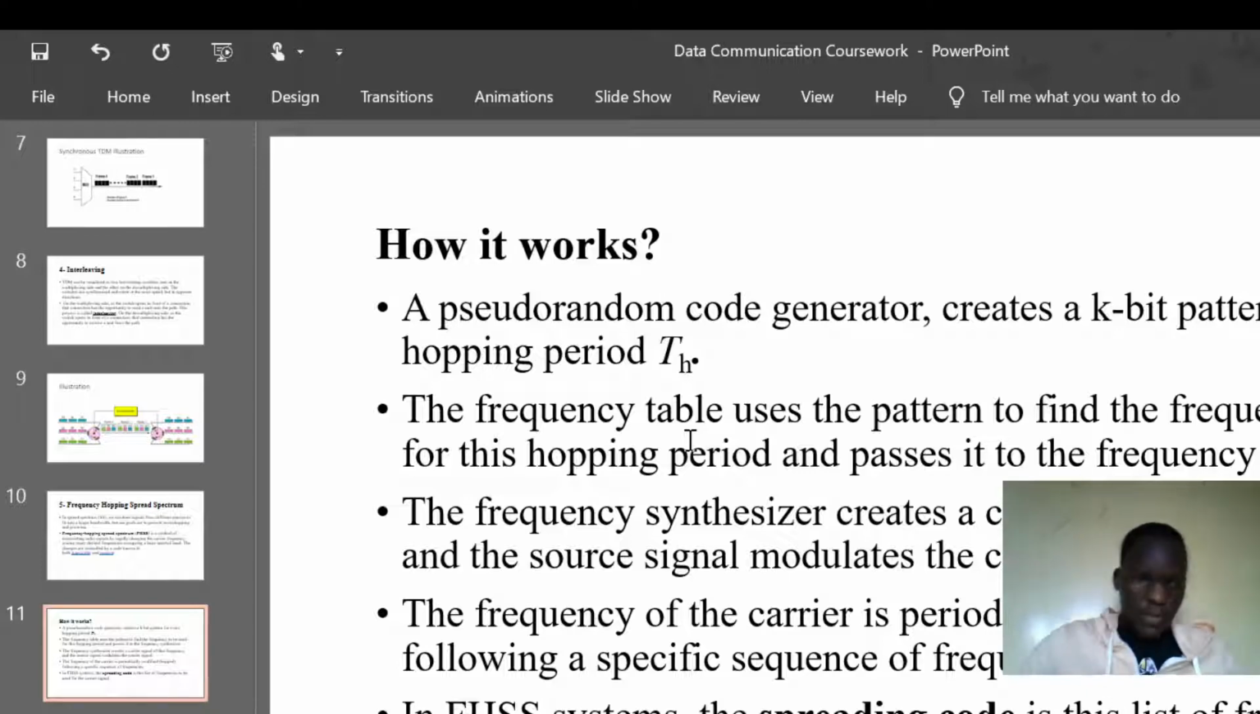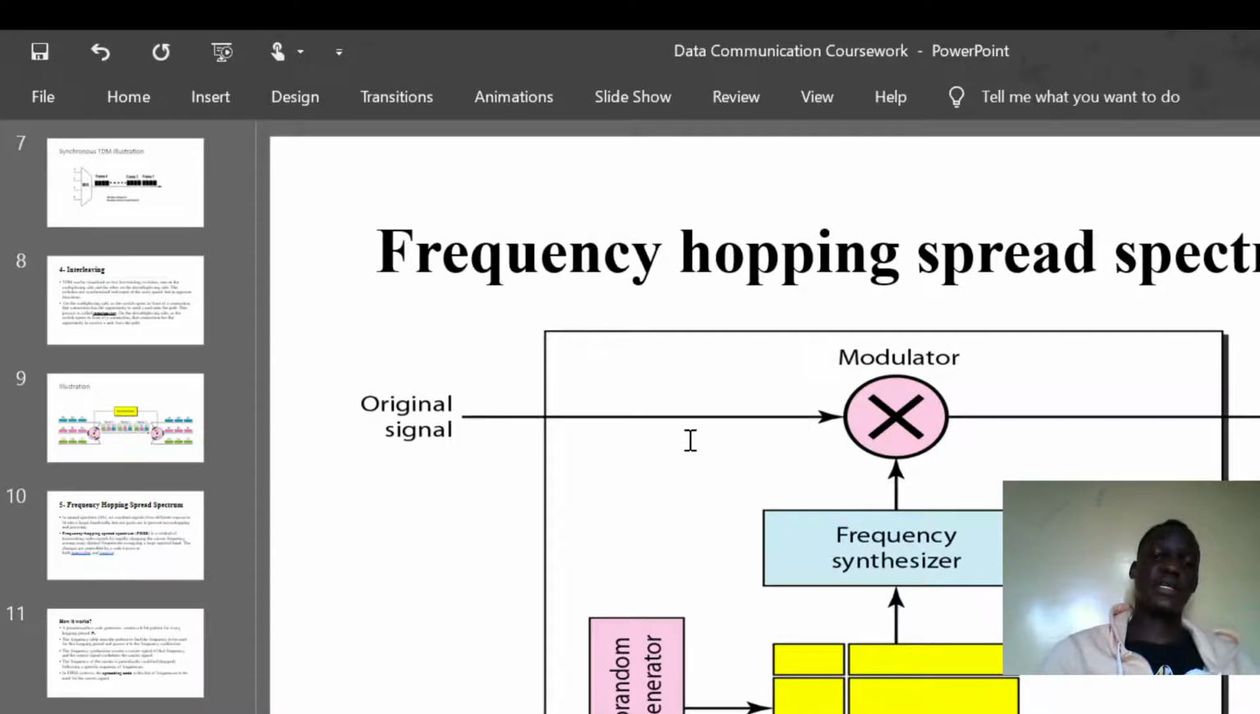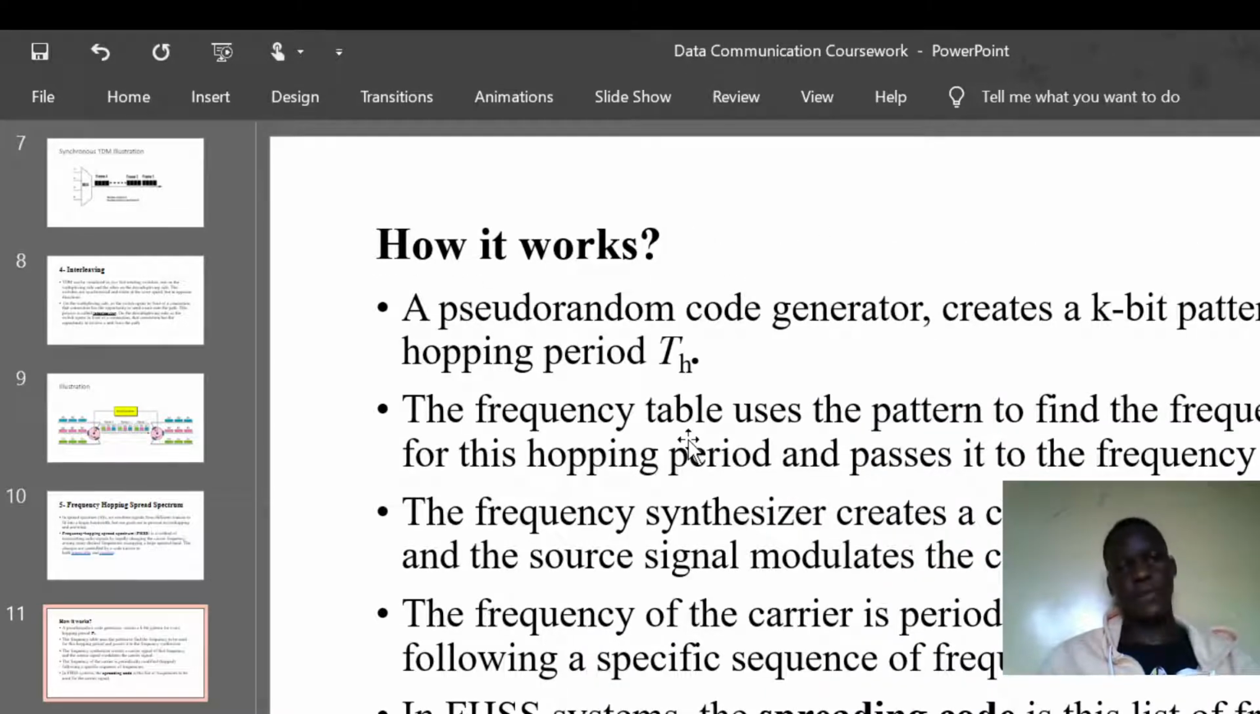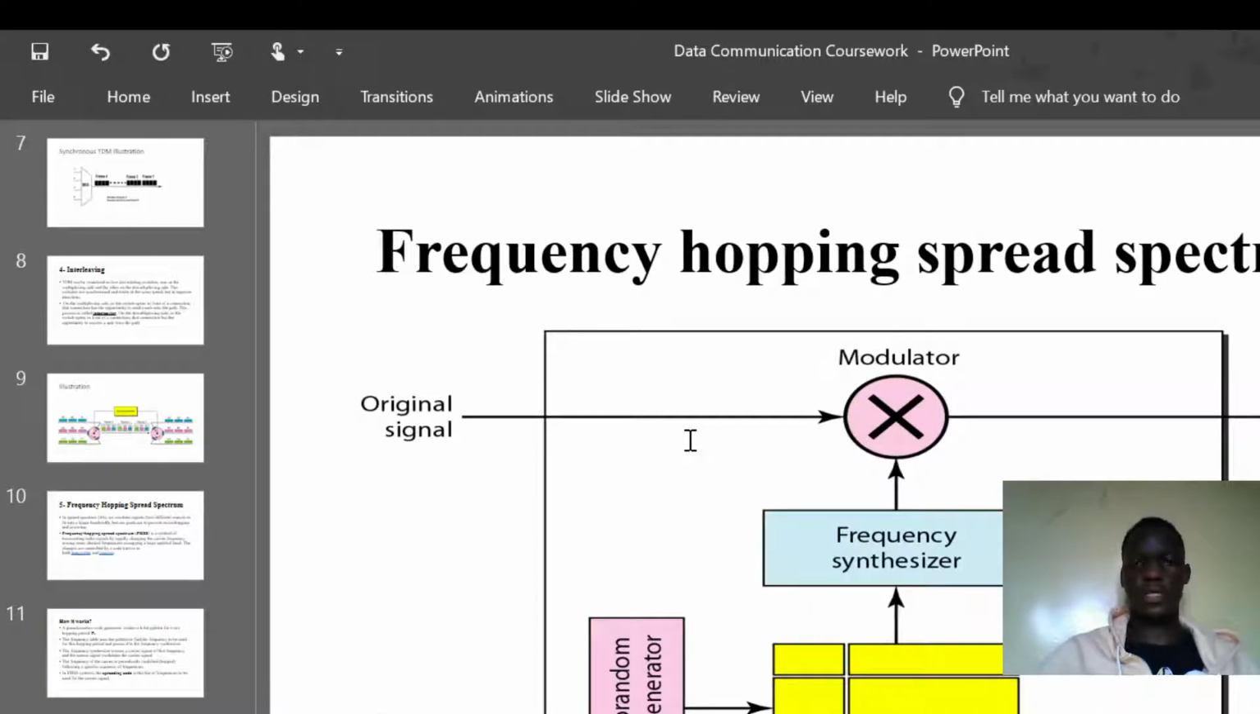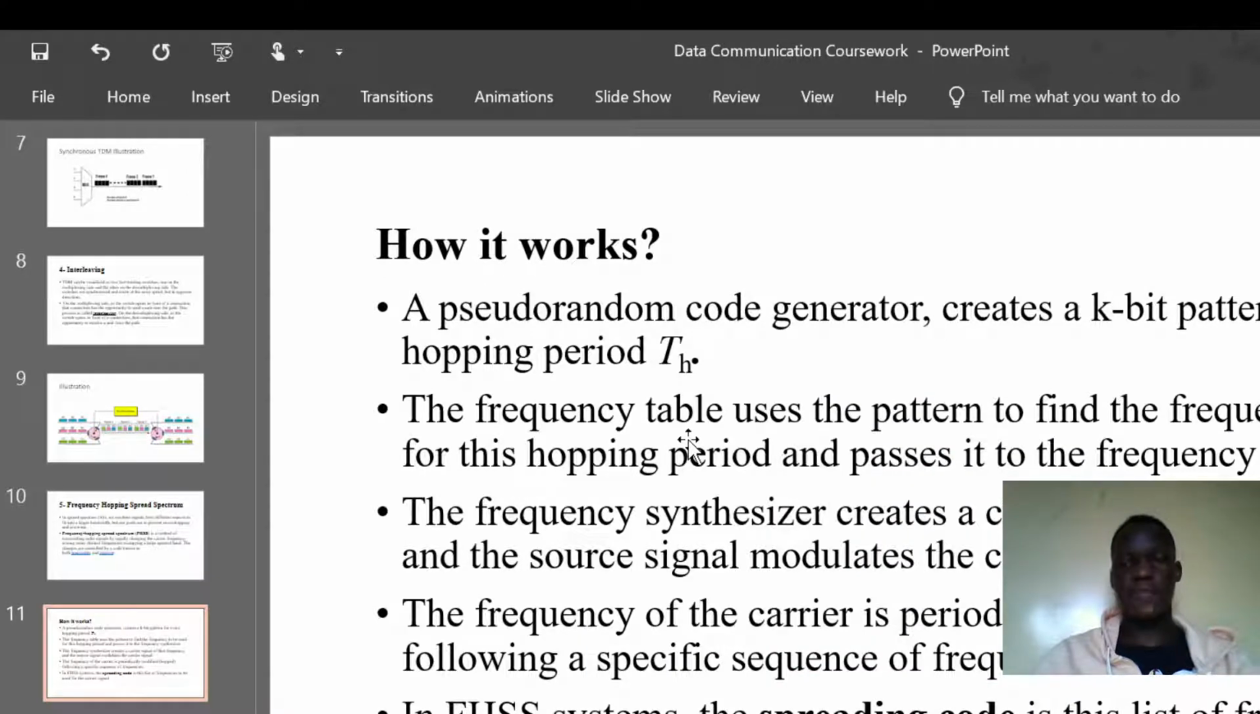How does it work? In frequency hopping, a pseudo-random code generator creates a k-bit pattern for every hopping period. We can see that on the left side you have a pseudo-random code generator, and this generates a k-bit pattern for every hopping period. The frequency table, this yellow frequency table, uses the pattern to find the frequency to be used for this hopping period and passes it on to the frequency synthesizer. The frequency synthesizer creates a carrier signal of that frequency, and the source signal modulates the carrier signal. The frequency of the carrier is periodically modified following a specific sequence of frequencies. So in frequency hopping spread spectrum, the spreading code is this list of frequencies to be used for the carrier signal.